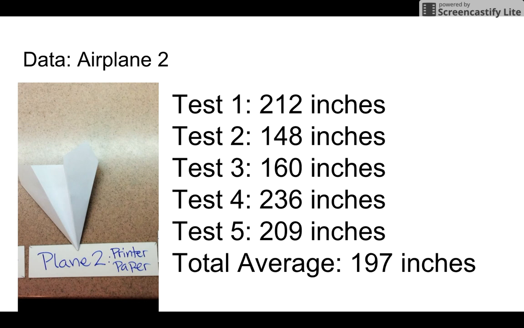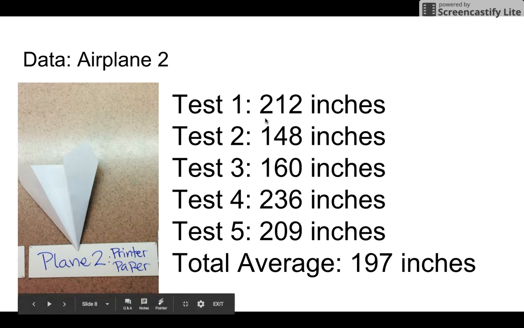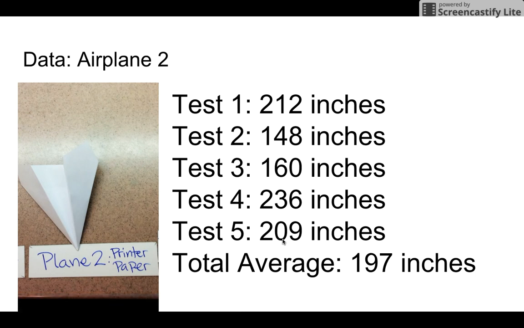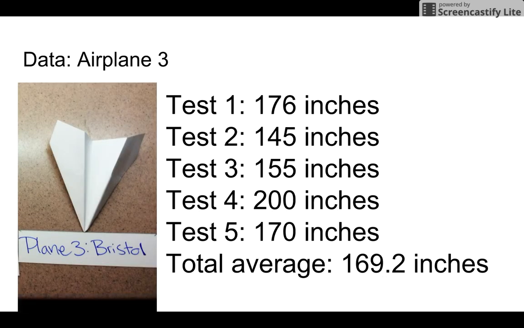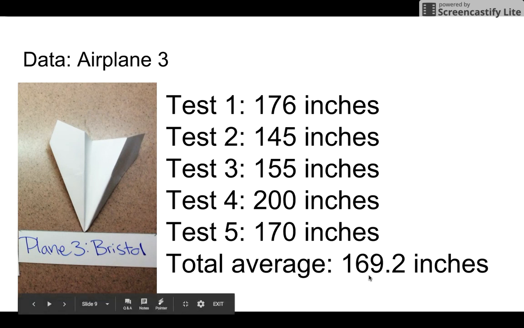Okay, airplane number 2, printer paper. You can see it definitely flew a lot further. Look at all my tests. 1, 212 inches, 2, 3, 4, 5. Really long, high numbers. And the average is 197 inches. Okay, now what about the heavy paper? Here's my airplane number 3. Flew pretty far. It actually flew about as far as the printer paper one, but if you look at the average, the numbers are slightly lower.